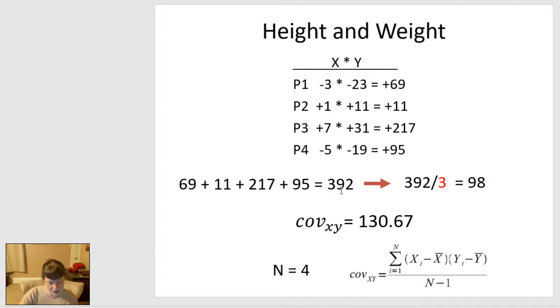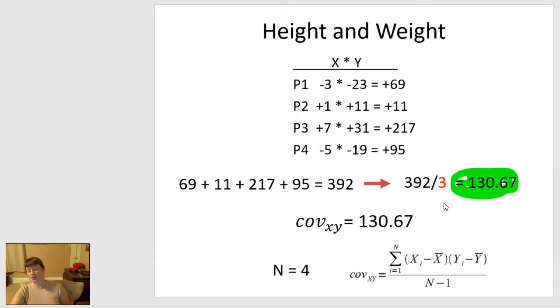So I take this 392 and I'm going to divide by 3 because that is what the equation tells me to do, to divide by the degrees of freedom, n minus 1 in this case, right? And so then I get 392 divided by 3, which is, typo, 130.67. So 392 divided by 3 is 130.67. Sorry for the typo there. 130.67. That is the covariance between x and y, right?